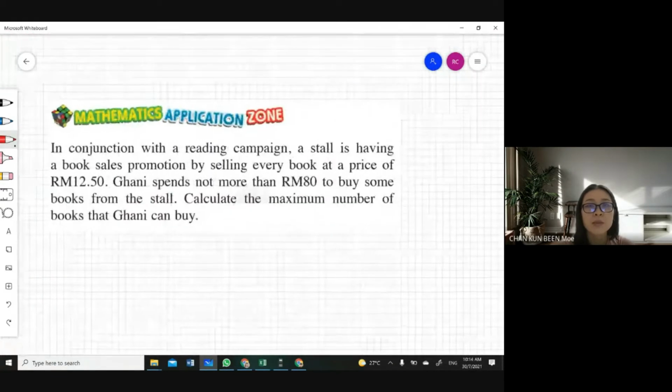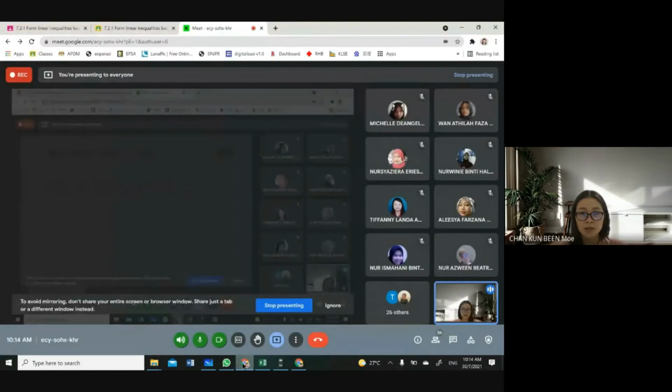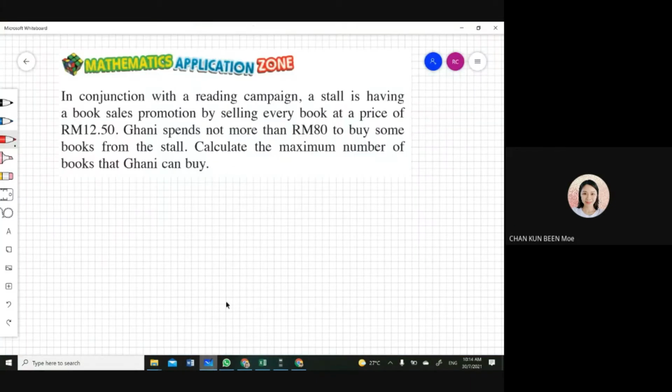This is problem solving. I need to turn off my camera because I need to write right now. So make sure you focus. Okay, we go back to the question here. This is the problem solving.